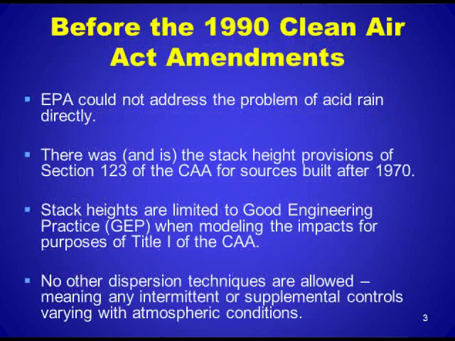Now, before the 1990 Clean Air Act amendments, EPA could not address the problem of acid rain directly. There were, and are, the stack height provisions of Section 123 of the Clean Air Act for sources built after 1970. Stack heights are limited to good engineering practice when modeling the impacts for purposes of Title I of the Clean Air Act, or SIPs. No other dispersion techniques are allowed either, meaning any intermittent or supplemental controls varying with atmospheric conditions.